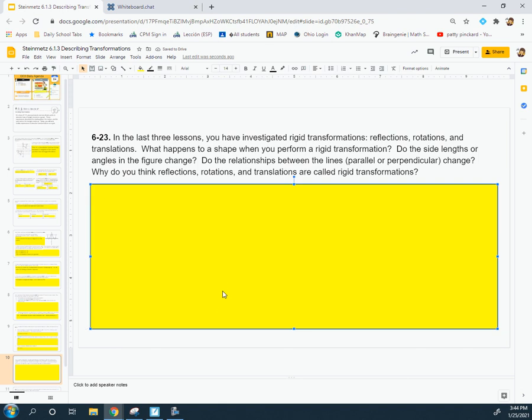Okay, this problem says, in the last 3 lessons, you have investigated rigid transformations: reflections, rotations, and translations. What happens to a shape when you perform a rigid transformation? Do the side lengths or angles in the figure change? Do relationships between the lines, parallel, perpendicular, change? Why do you think reflections, rotations, and translations are called rigid transformations?